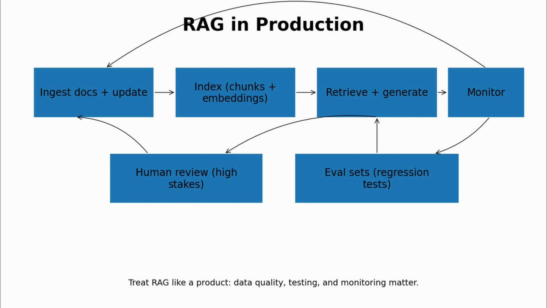The best teams monitor everything. They watch which questions lead to low-confidence retrieval. They track when users click citations or complain. They measure whether the assistant is actually saving time or just generating extra work. They also keep humans in the loop for high-stakes tasks. If an assistant is helping with medical decisions, legal guidance, or financial recommendations, you don't want a fully automated final answer. You want a workflow where the model drafts and the human approves.